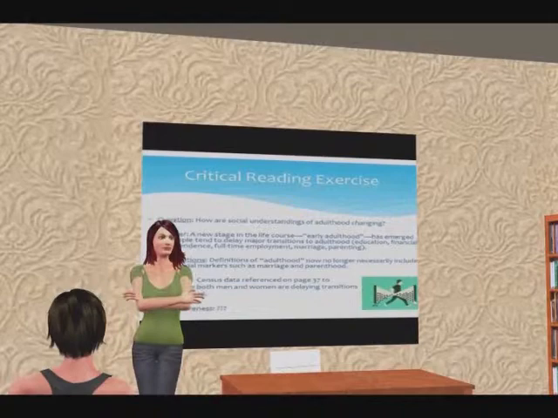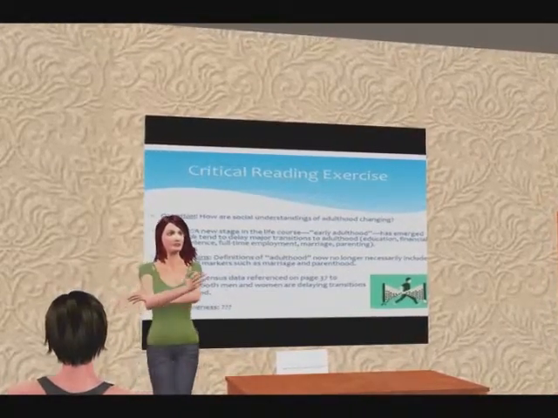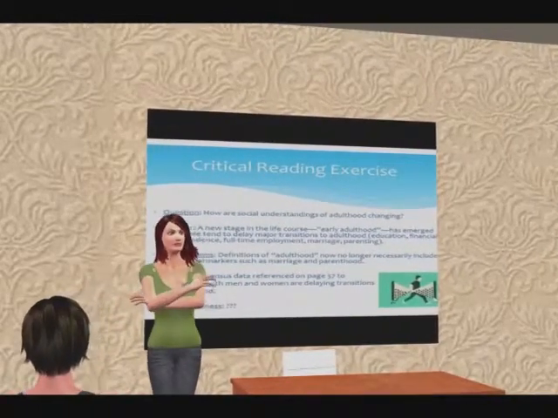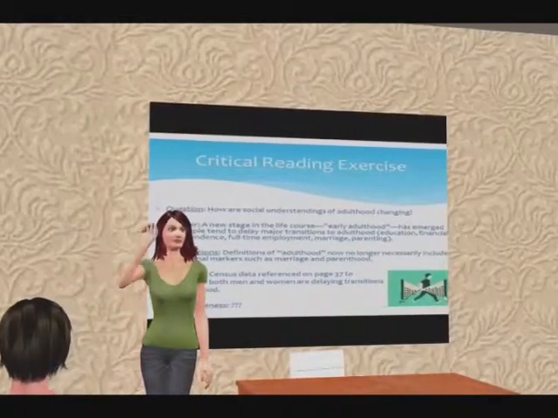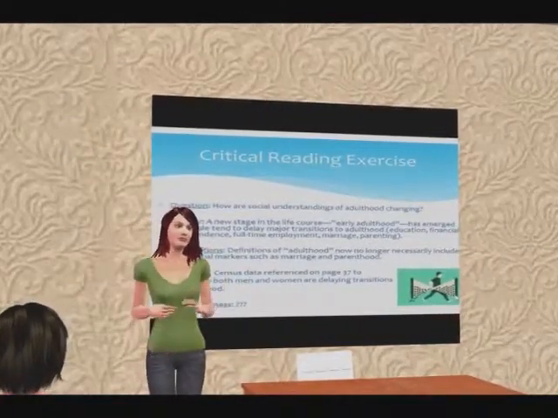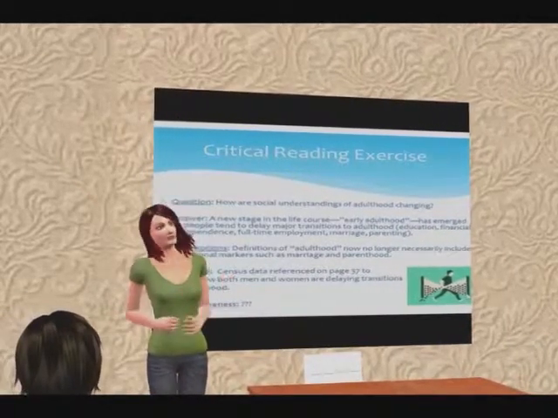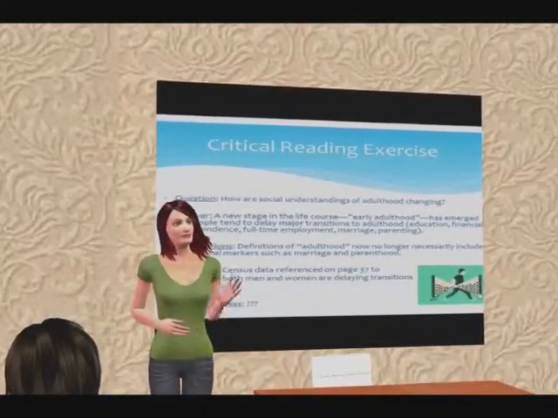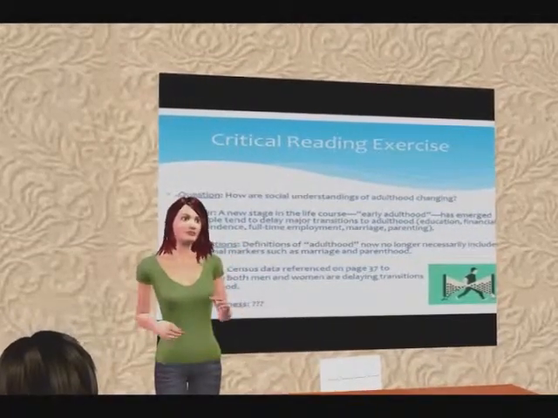And their answer is that a new stage in the life course, what they call early adulthood, has really emerged as people tend to delay major life transitions that we typically associate with adulthood. So education, financial independence, full-time employment, and marriage and parenting, right? These are what sociologists would call the typical or traditional markers of adulthood. But as Furstenberg and his co-authors argue, it's becoming a lot harder to reach these markers. And if you think about it, I could ask all of you, well, why do you think it's harder? And I think you guys would be able to come up with the answer.